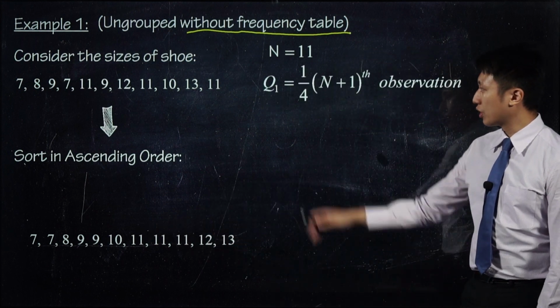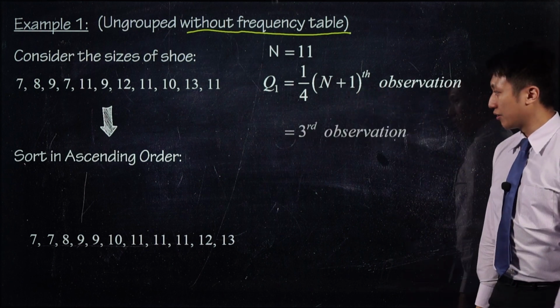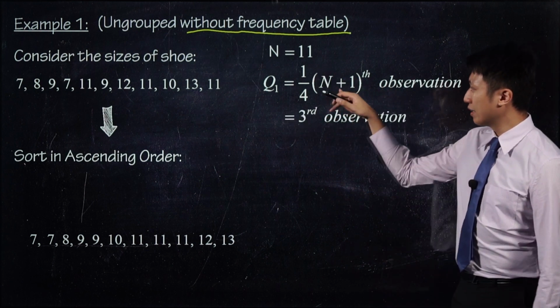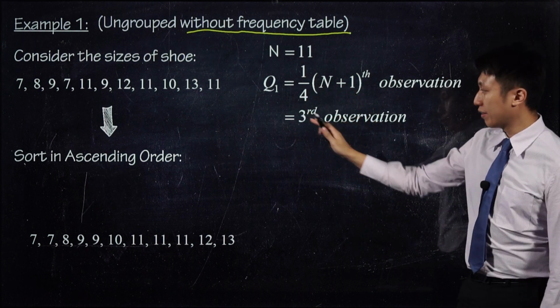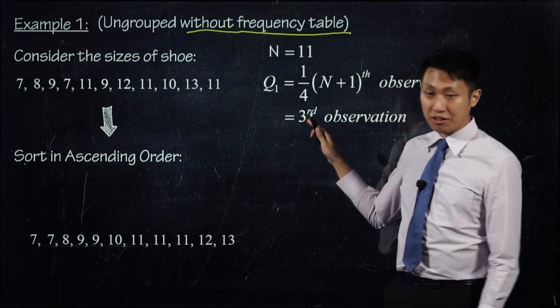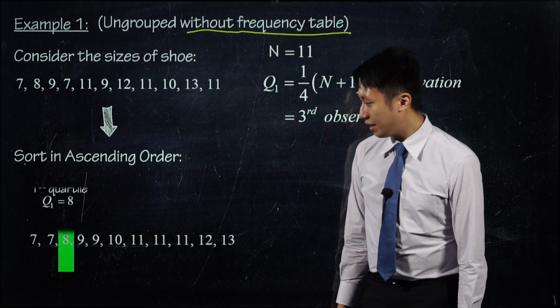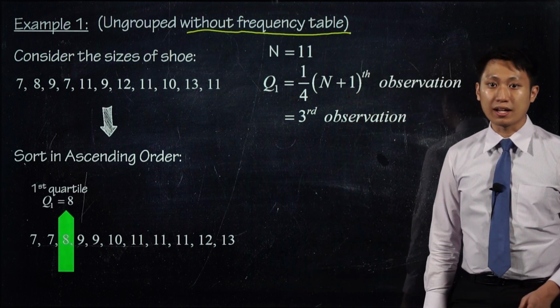So Q1 is equal to 1/4 times (n + 1) observation. So you calculate and you put it in, it is 12. 12 divided by 4, you get 3. So it's the third observation. So the answer is not 3, right? It's the 1, 2, 3, third observation. It's that one. That's the first quartile.